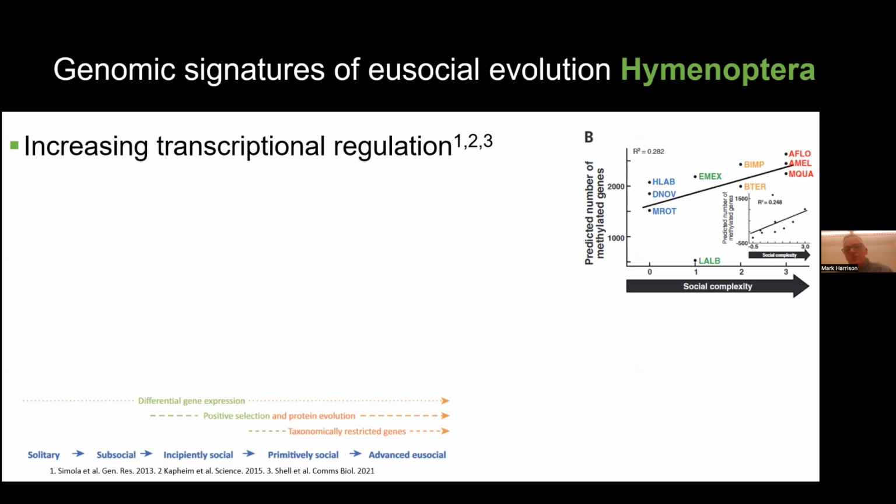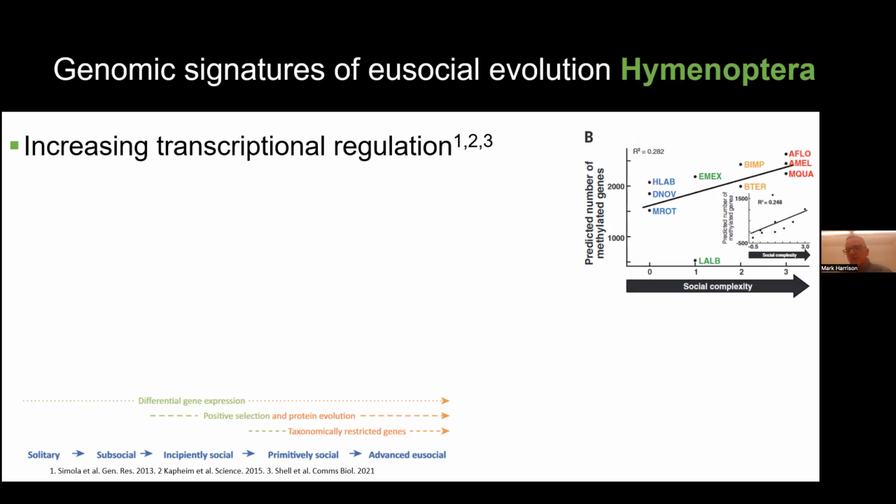So we see, with increasing social complexity, you have the solitary bees on the left and the highly eusocial bees on the right, including the honeybee Apis mellifera. And with increasing social complexity, the number of predicted genes which are methylated also increases. So that's a sign for this increased transcriptional regulation, which makes sense if you have to regulate these more complex division of castes. And other results support this as well.